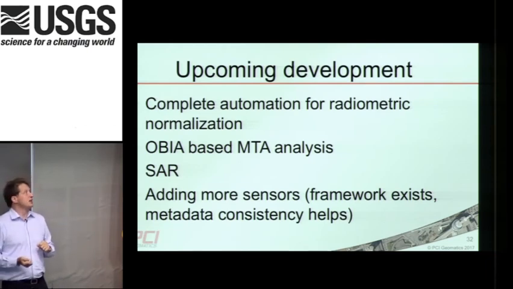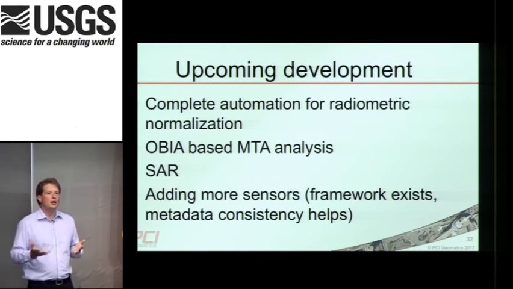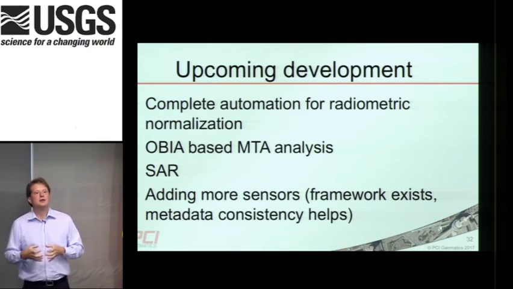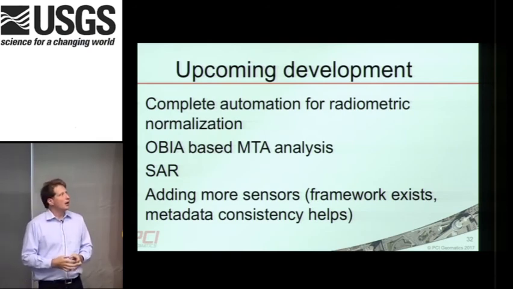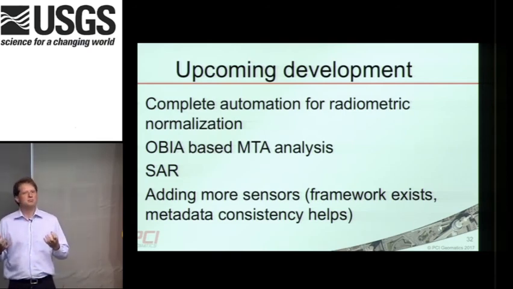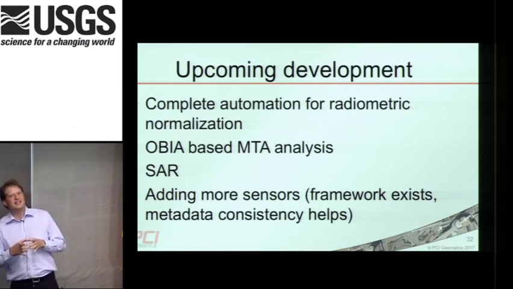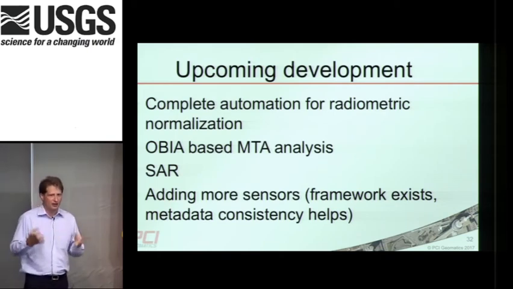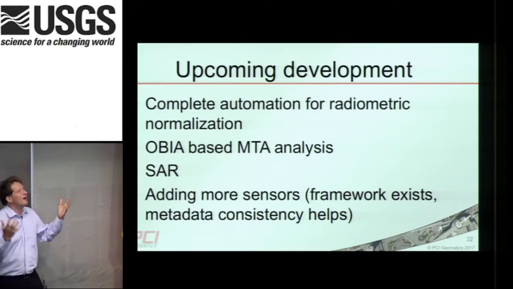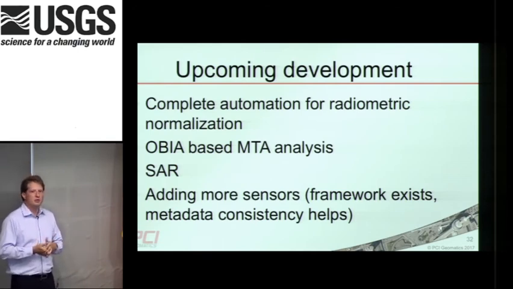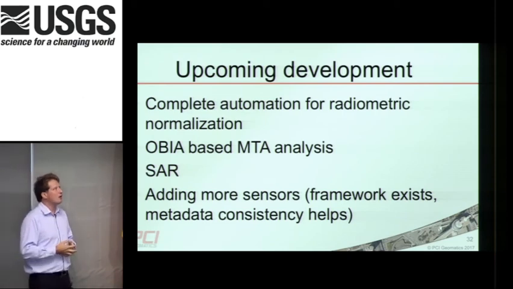OBIA, object-based image analysis for MTA, because right now we're looking at pixels, one pixel at a time. I'm not old enough, but in the 90s, I guess that's what we were doing with satellite data, one pixel at a time, and then came the object-based analysis. So I think there's something for multi-temporal analysis and object-based.